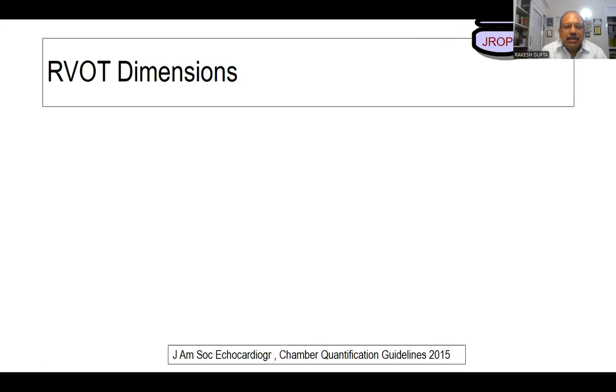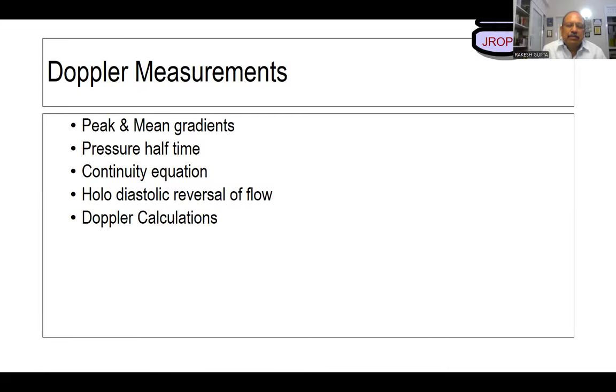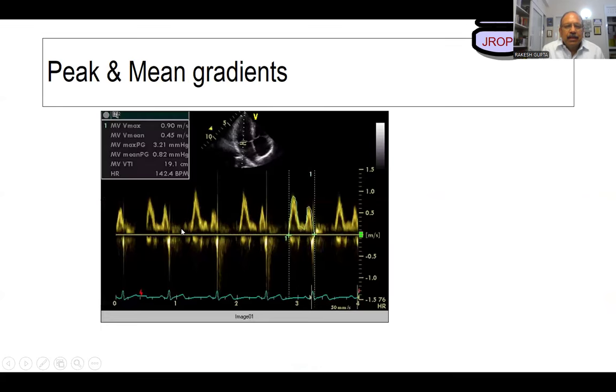Now, the next important thing, which is very useful in our day-to-day practice, is not a difficult thing. It's a very easy thing. What we talk of: peak and mean gradients, pressure half time, continuity equation, holodiastolic reversal flow in descending aorta, and Doppler calculations. What is peak and mean gradient?